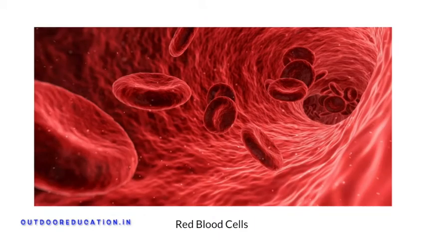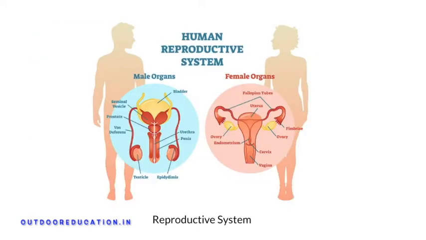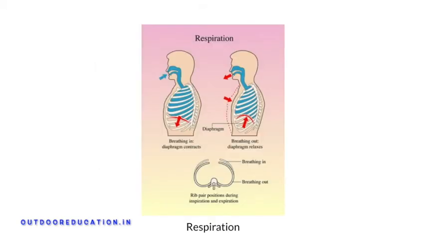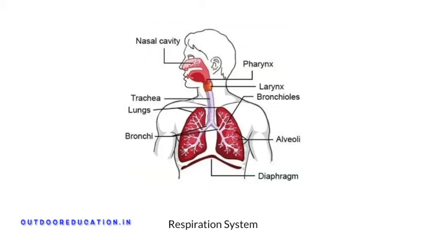Red blood cells are the components of the blood. They carry oxygen to and carbon dioxide away from the cells. Reproductive system, the body system that is responsible for human reproduction, and this is how different it is in the male and female body. Respiration, it is the process of moving oxygen and carbon dioxide between circulating blood and the cell. Respiratory system, on the other hand, is the system of nose, mouth, lung, throat, and muscles that brings oxygen into the body and takes away the carbon dioxide.